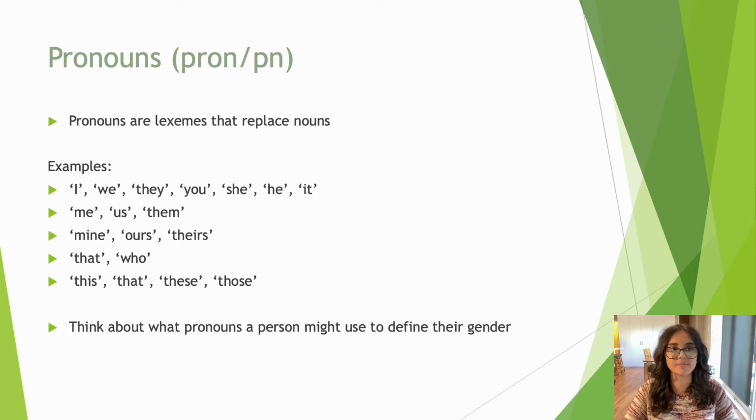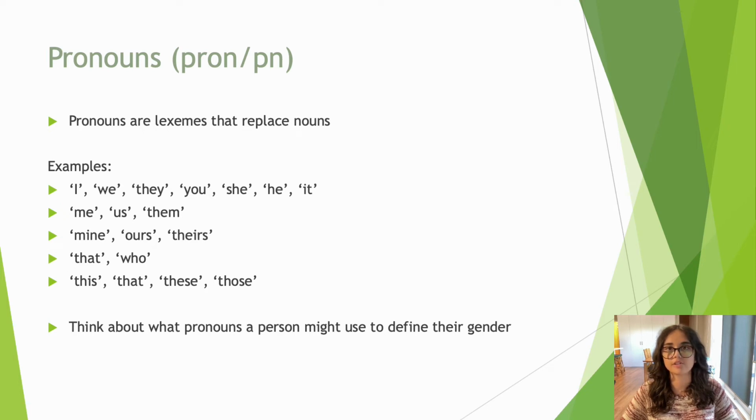Pronouns are lexemes that replace nouns. So the examples we've got here include I, we, they, you, she, he, it, me, us, them, mine, ours, theirs, that, who, this, that, these, and those. An easy way to remember pronouns is thinking about what pronouns a person might use to define their gender.